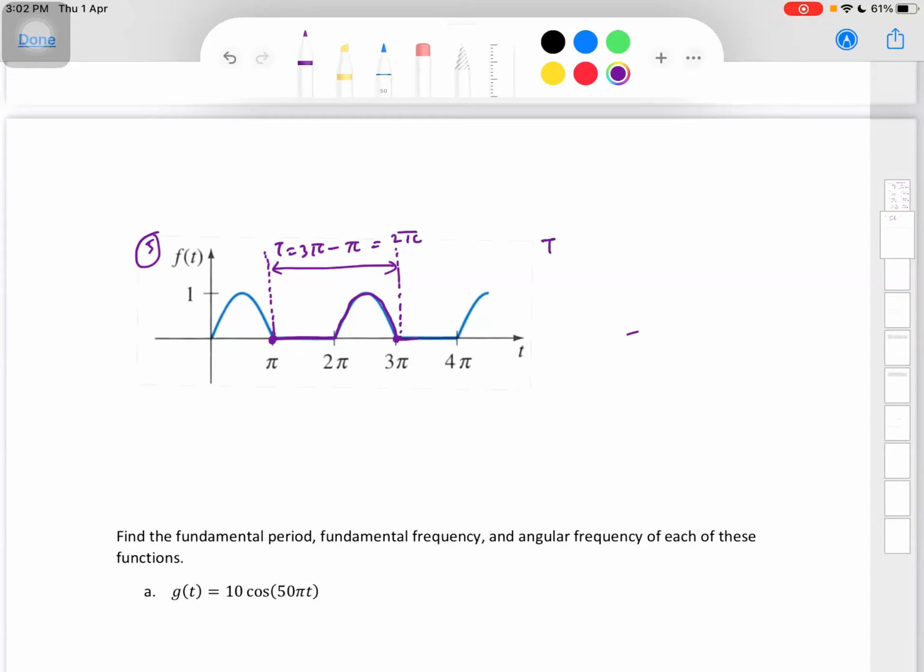So the fundamental period is 2 pi second, and the fundamental frequency is 1 over 2 pi hertz, okay, and the angular frequency will be 2 pi f, or 2 pi over T, so it will be 1 radian per second. Okay, so now that's easy.